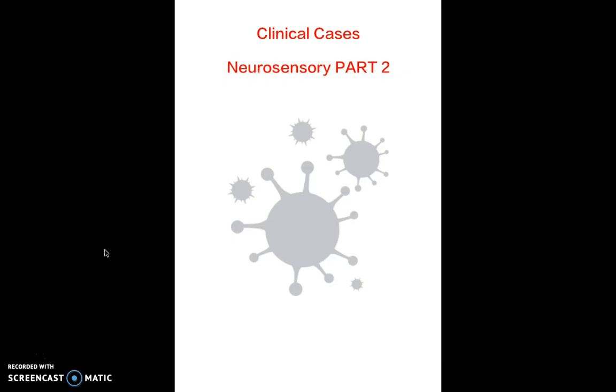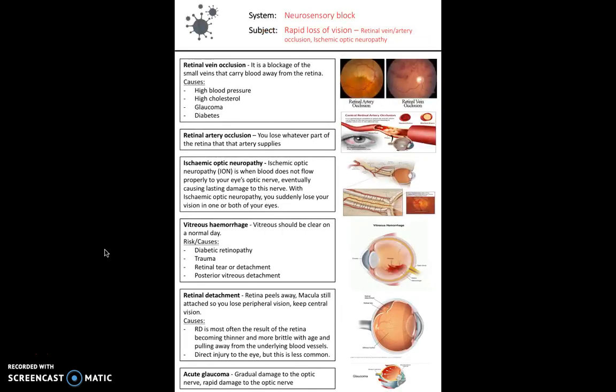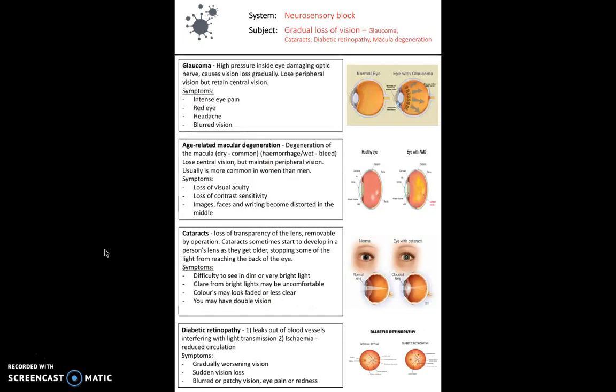Today we're going to be looking at the next 10 clinical cases that we were taught about in the neuro block of second year. So the first three diseases that we're going to look at are associated with the eye. And when we think about the eye, we think about problems with the muscles of the eye or the nerves of the eye. So the first three we're going to look at are gradual loss of vision, rapid loss of vision, and childhood eye problems.